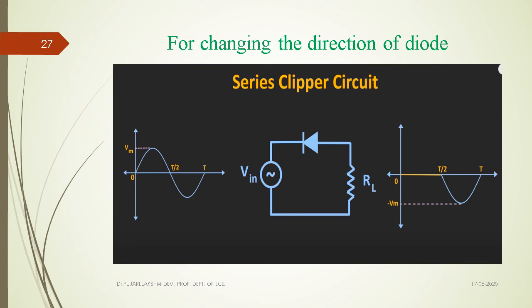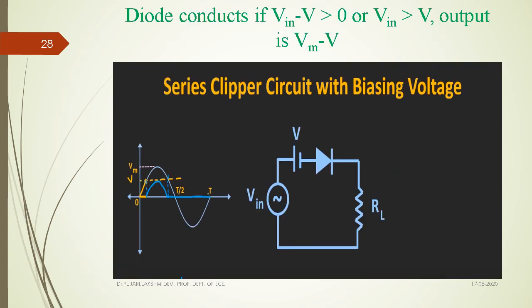Coming to the negative half cycle. Whenever the negative half cycle starts, the cathode of the diode is at a lower potential compared to the anode of the diode. So whenever the cathode potential is lesser than the anode potential, the diode becomes forward biased. If the diode becomes forward biased, it allows current to pass through it. Then the output across RL is the same as the input voltage. That's why we have it like this. This is the output waveform. In this way, we have series clipper circuits.